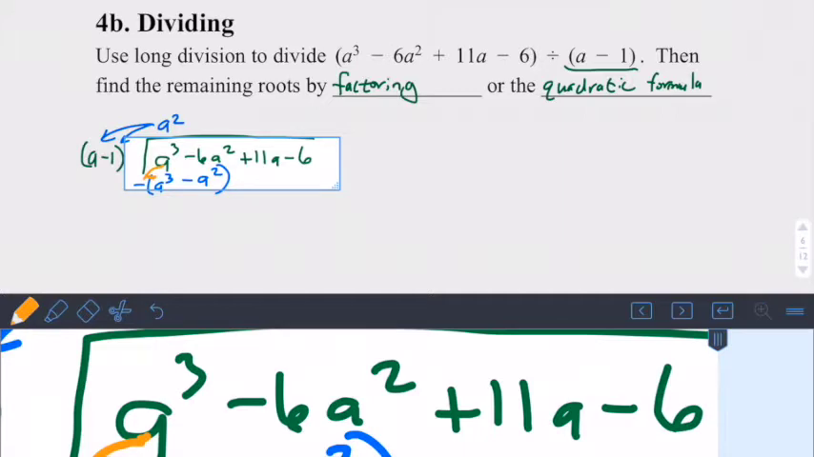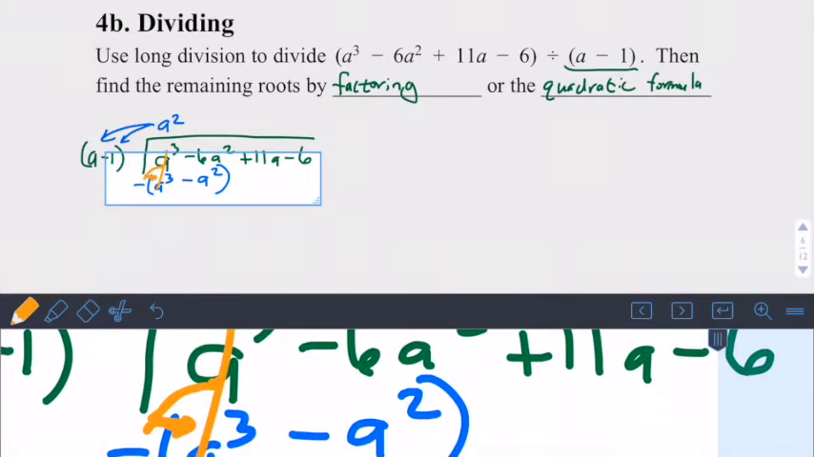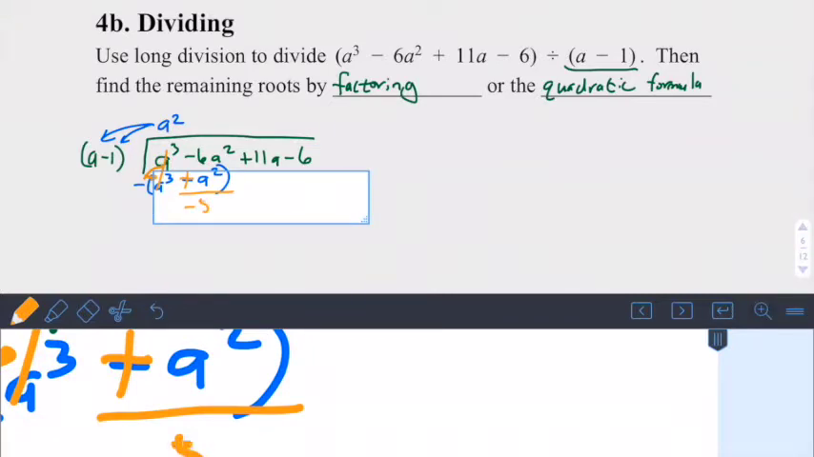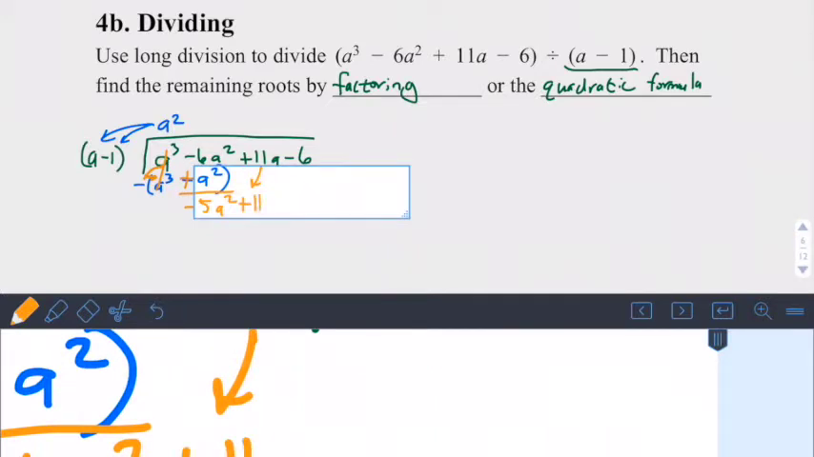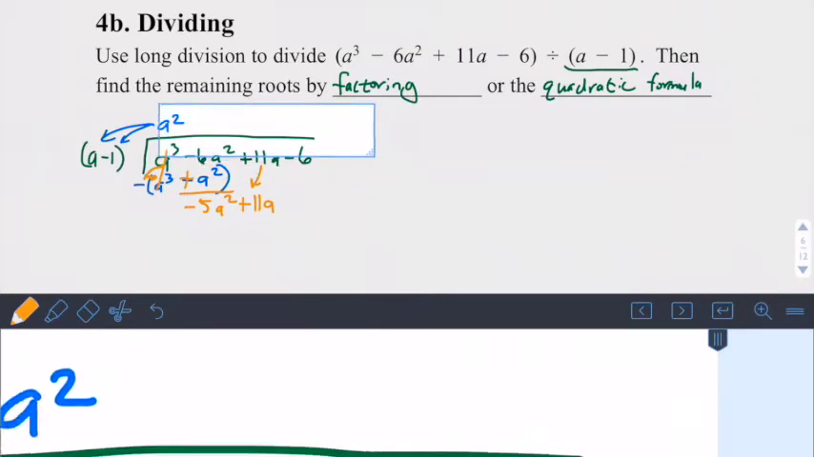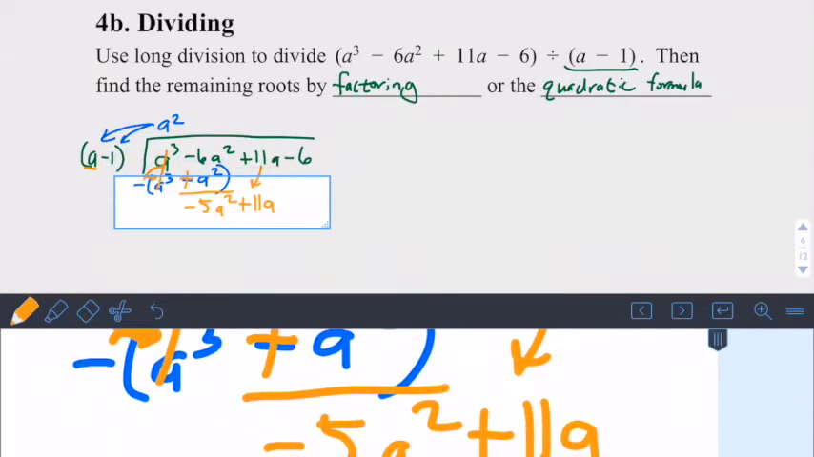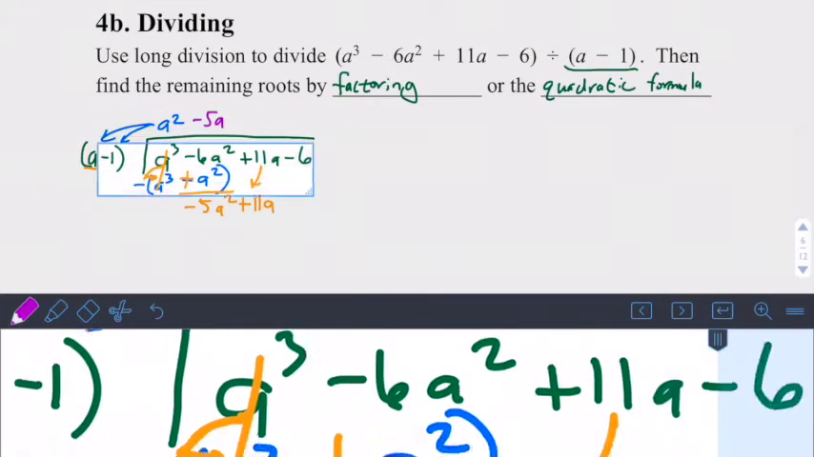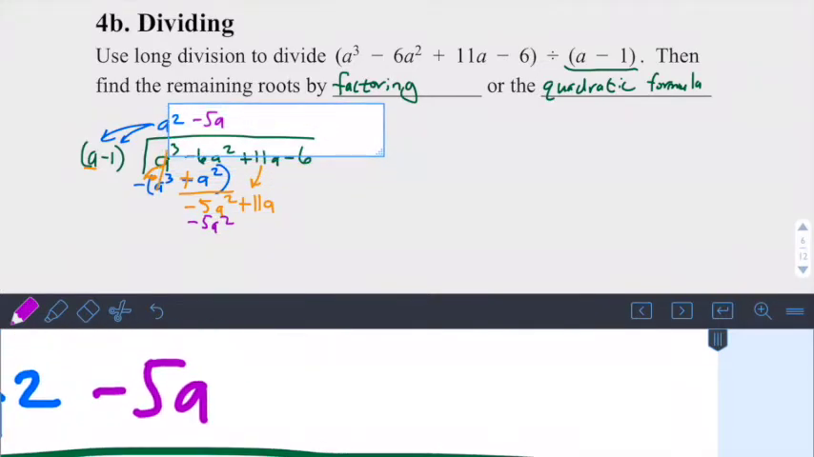A cubed minus a cubed is 0. Then negative 6a squared minus minus, so plus 1a squared, is negative 5a squared, and I bring down 11a. And now I need to figure out what I could multiply a by to get negative 5a squared. Well, negative 5a times a is negative 5a squared. Well, that worked.